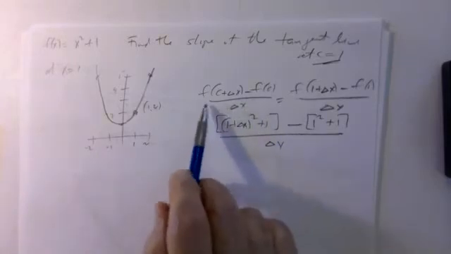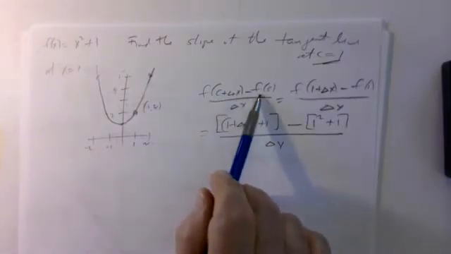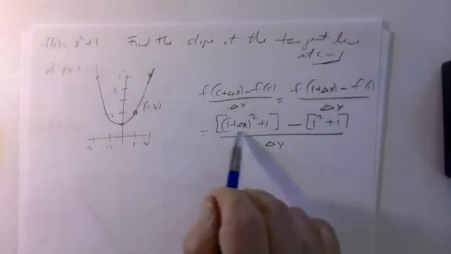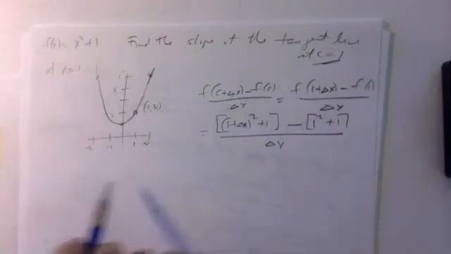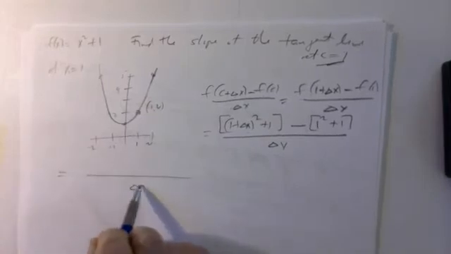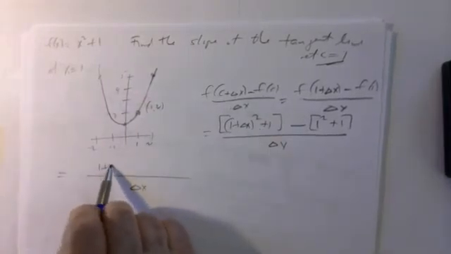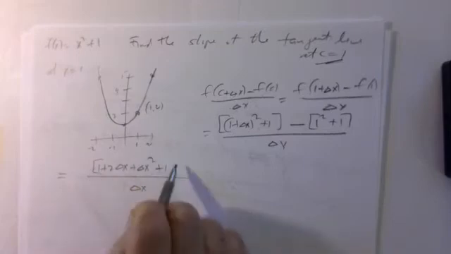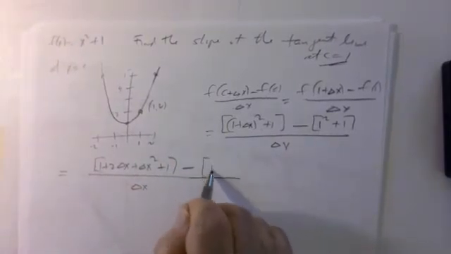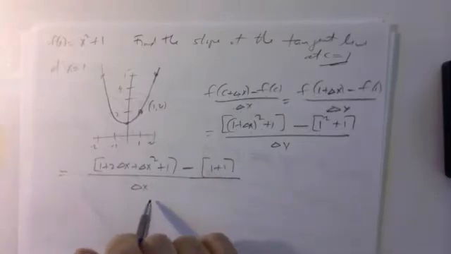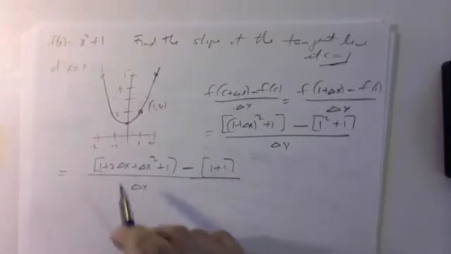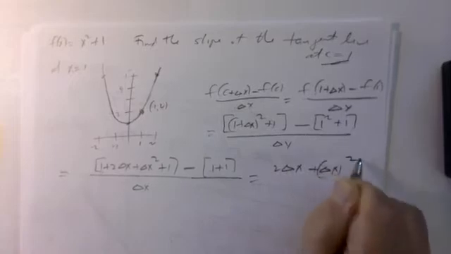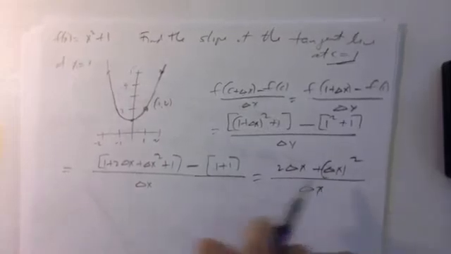So this is the definition of the difference quotient, f of c plus delta x minus f of c over delta x. And I'm choosing c equal to 1. So this is 1 plus delta x squared plus 1 minus 1 squared plus 1. When I square this, I get 1 plus 2 delta x plus delta x squared plus 1. And when I square 1, I get 1 minus 1 plus 1. So the 1 plus 1 and 1 plus 1, they cancel. This is just 2 delta x plus delta x squared over delta x.